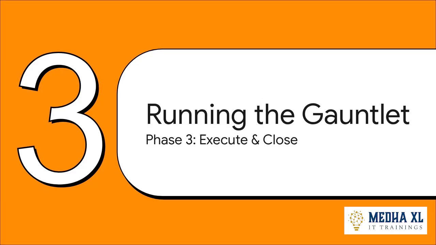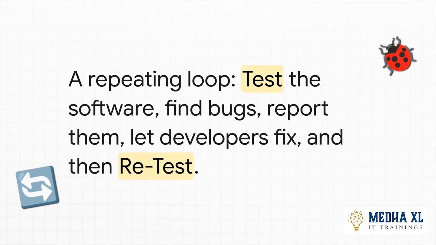All right, this is it, the main event. The plan is locked in, the tools are ready, the arena is built. It is finally time to put the software through its paces and see how it holds up. We're in the test execution phase. Now, test execution isn't a one-shot deal, not at all. It's this constant cycle. The team runs the tests, they find bugs, they send those bugs over to the developers to fix them, and then what? The team tests it all over again. This loop goes on until the software is finally stable and reliable.